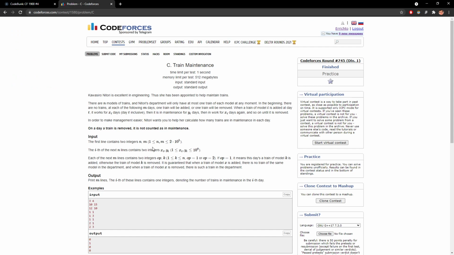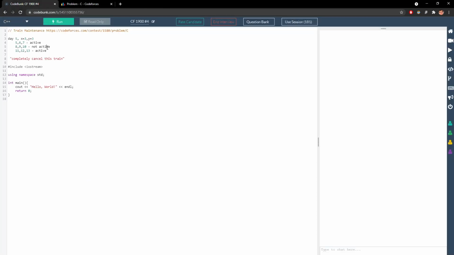And days are from 1 to m, and there are events happening where we add a train or we cancel one. And can it be added back? Yes. And if it is added back, it restarts from active day 1? It starts from the current day. Okay. So if on day 5 we have an event of activating a train with those stats, then it's exactly what I wrote down.